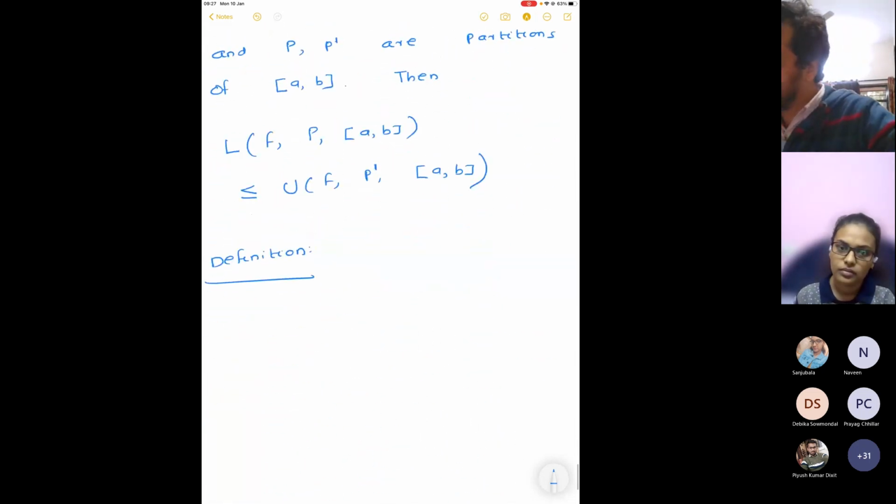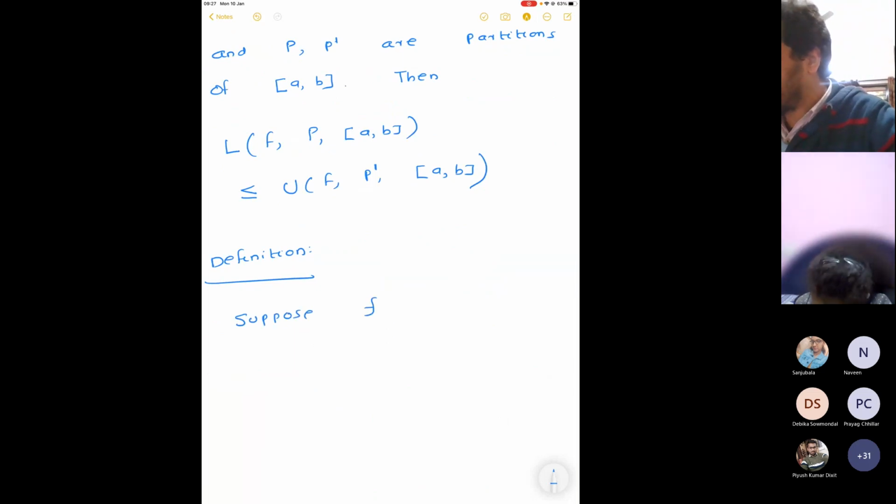Keep that in mind. Suppose f from AB to R is a bounded function.